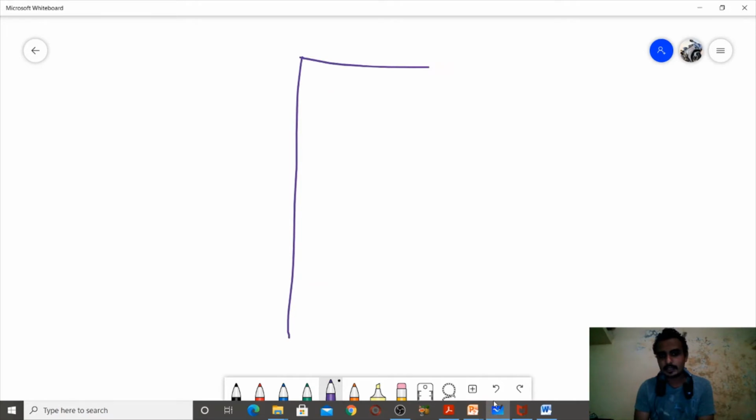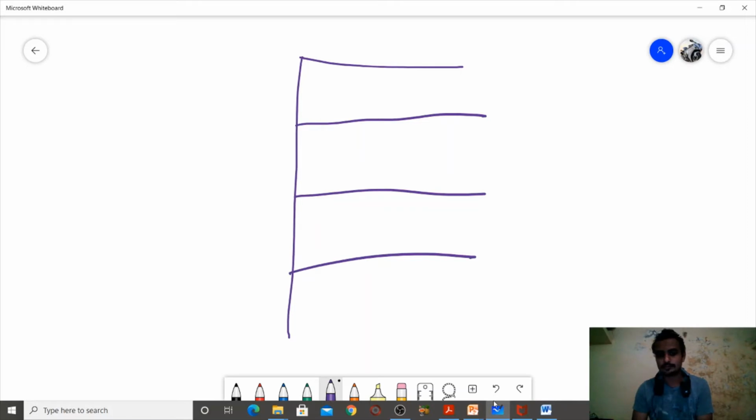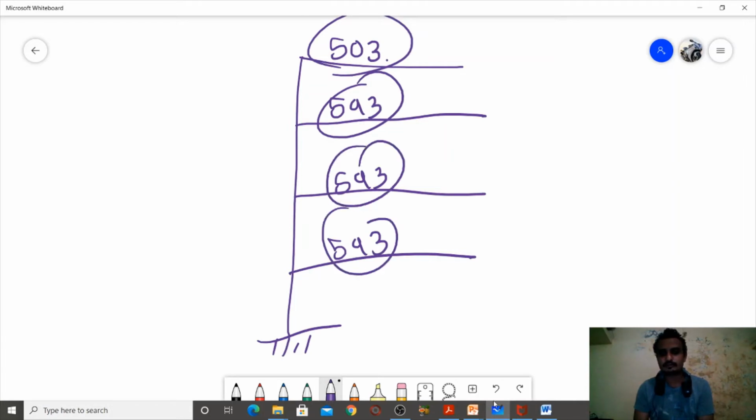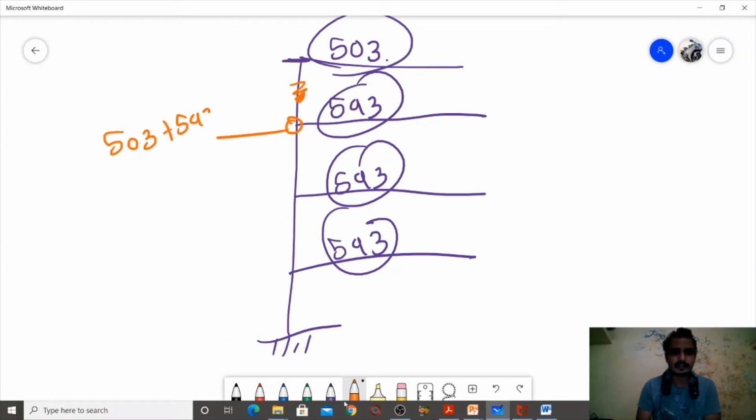It's a column, here is the roof, second, third, first and ground, and here is the foundation. So we found the roof load is 503. And the first floor 593, same here 593, the same 593. These are the same load, but 503 at this point, and I am going to design this column. So at this point we got 503 plus 593, meaning this load is applied at this point.